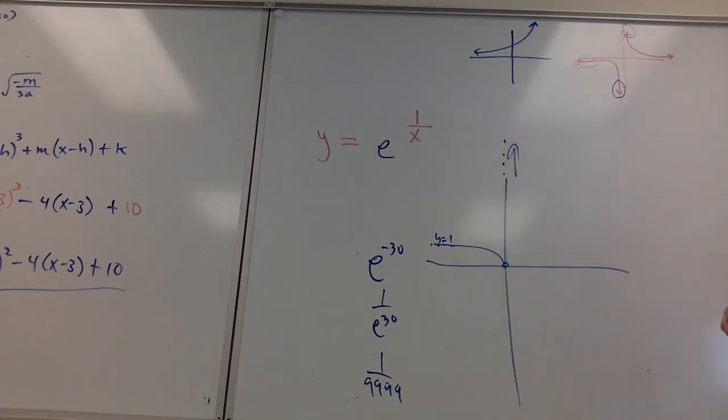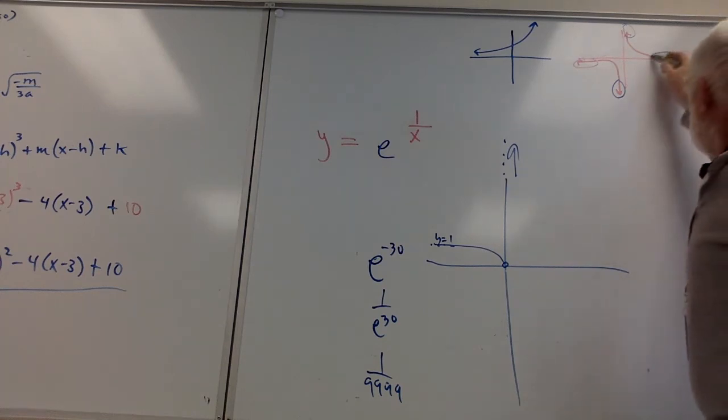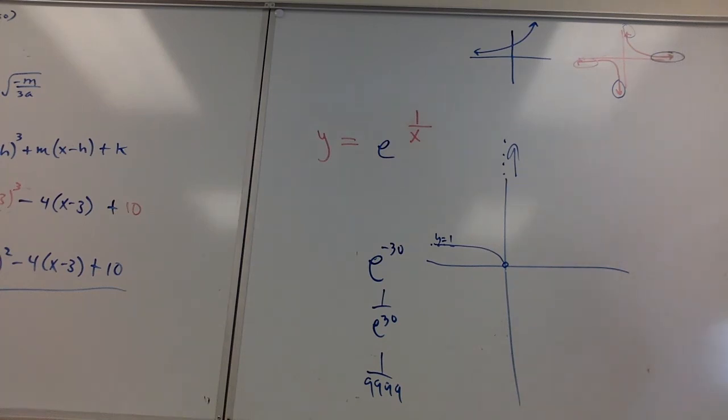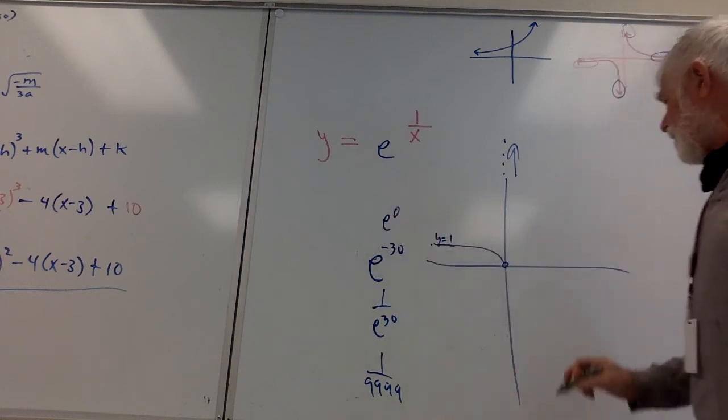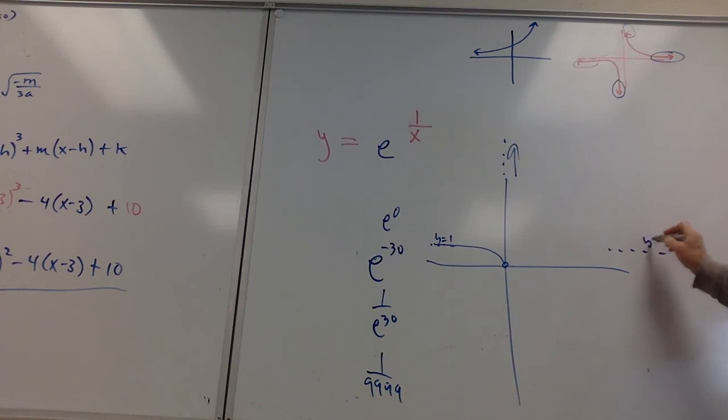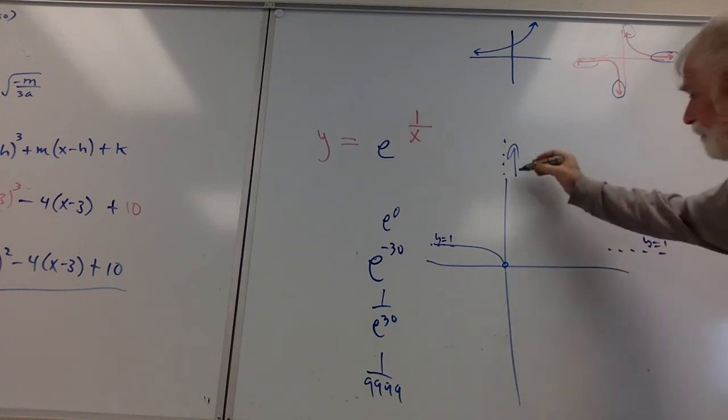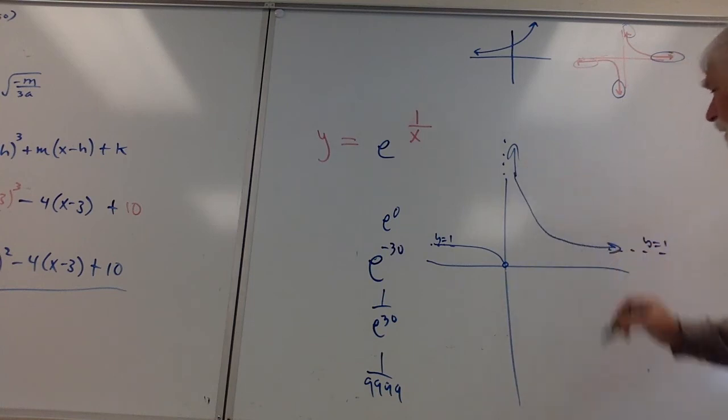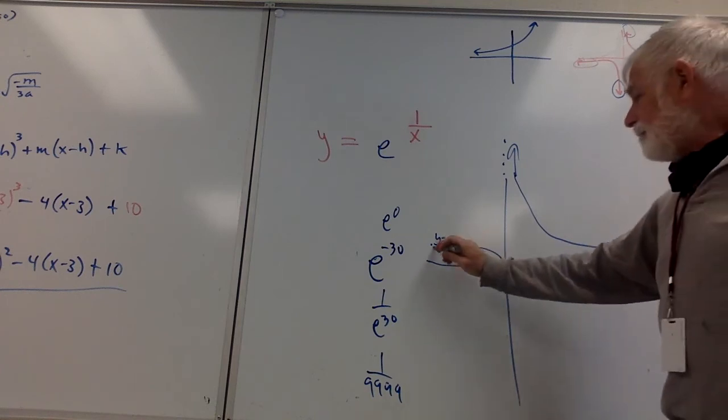Huge. And then what happens? My y values head back to what? Head back to 0. And what did we say e to the 0 was? 1. So we get asymptotic behavior over here. That's what the graph looks like.